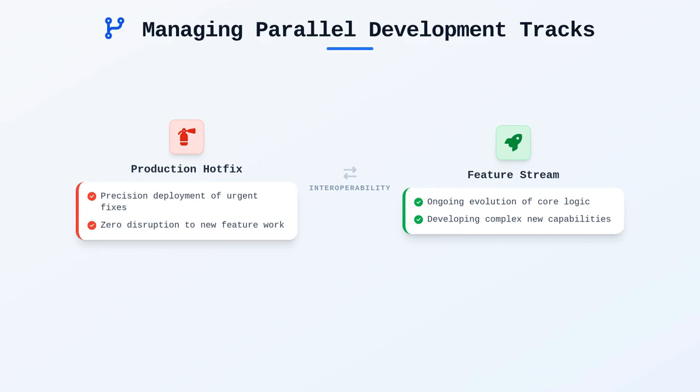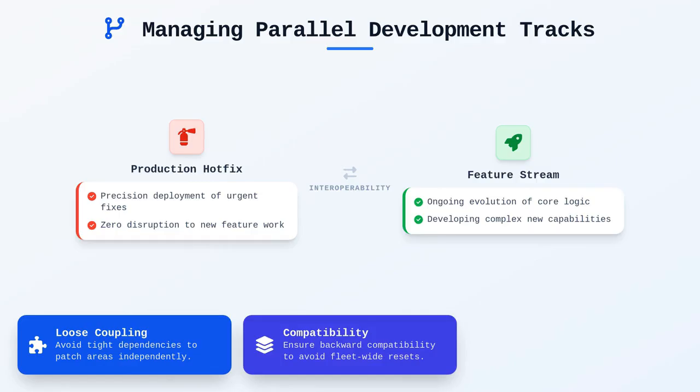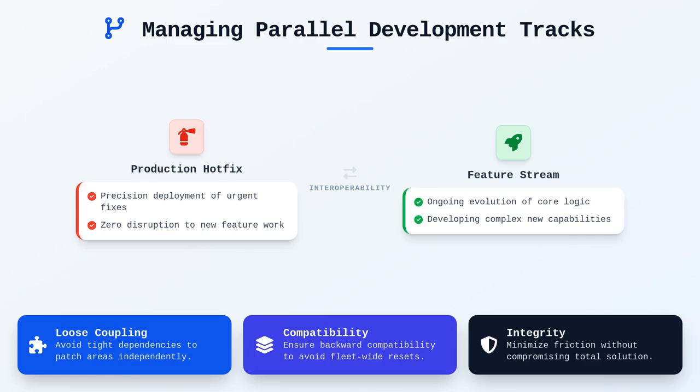If your core object updates require changes that aren't backward compatible, you essentially force a synchronous update across your entire fleet of processes. This is why we modularize our logic to avoid tight coupling between components. When things are loosely coupled, you gain the flexibility to patch one area without demanding a complete revalidation of every single downstream process. Ultimately, your goal is to minimize the friction of deployment while ensuring that the integrity of the total solution remains uncompromised by the evolution of its individual parts.